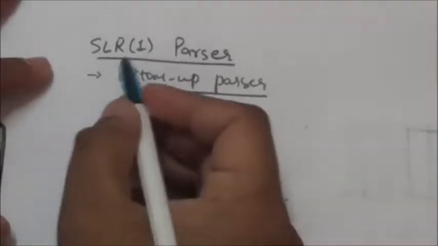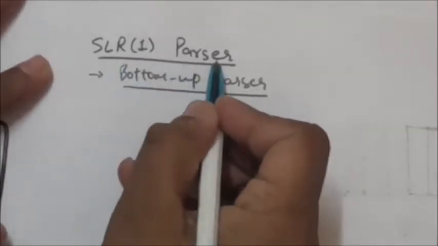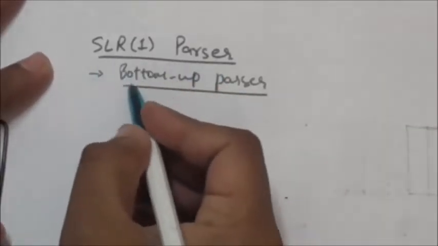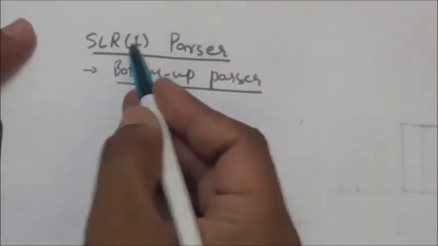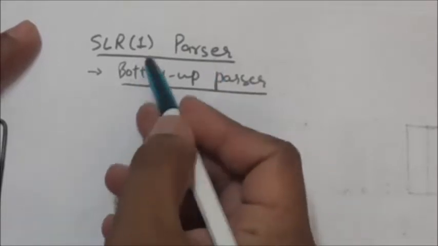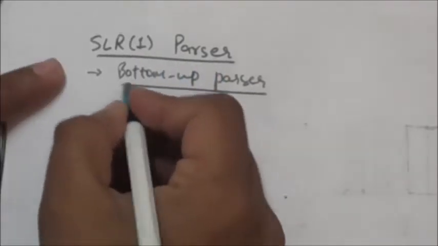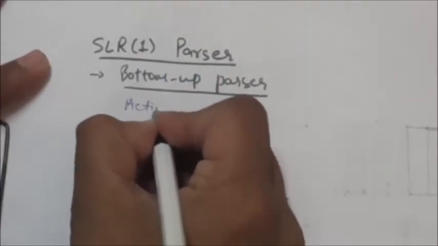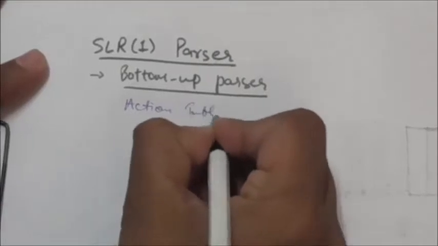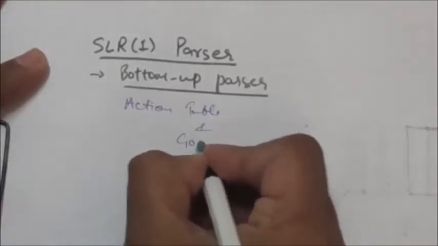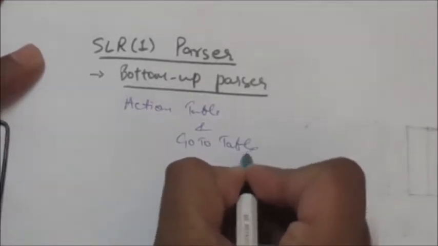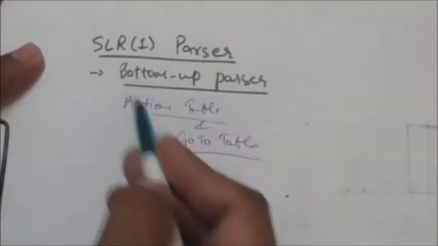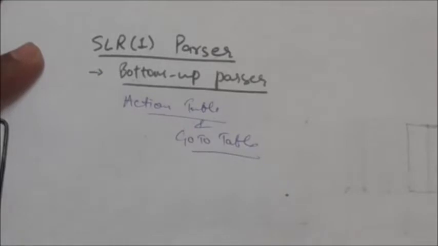Welcome back. In this tutorial we are going to study about SLR1 parser. SLR1 parser is a bottom-up parser, right? So when we need to design or construct this SLR1 parser, we need to construct two tables, action table and Goto table, right? So in this tutorial we will learn how we can construct these action table and Goto table for this SLR1 parser.